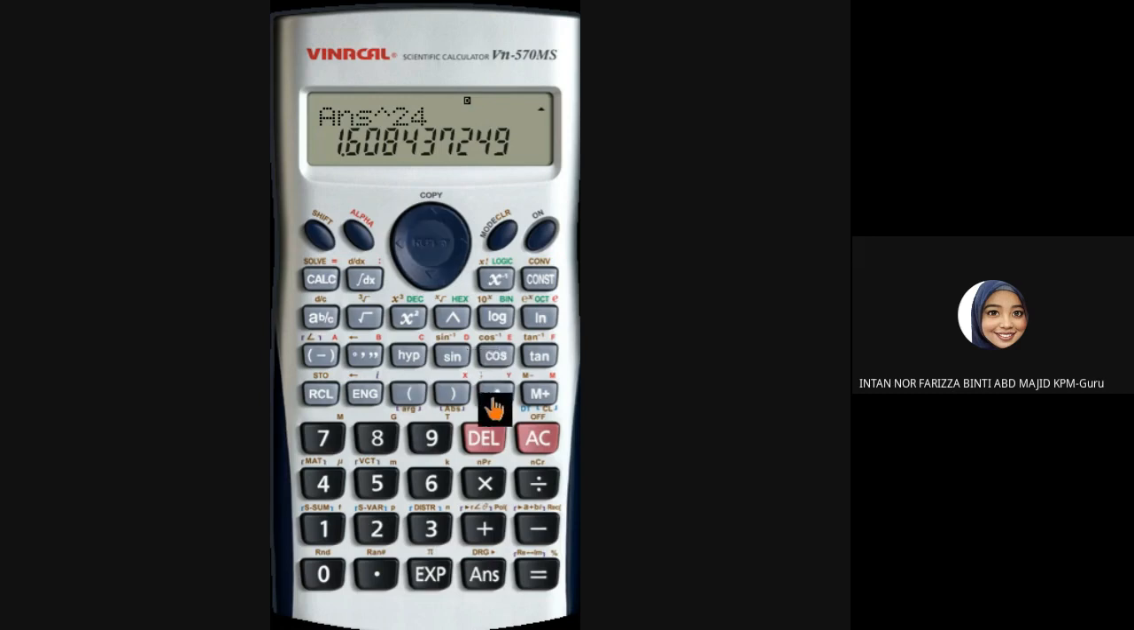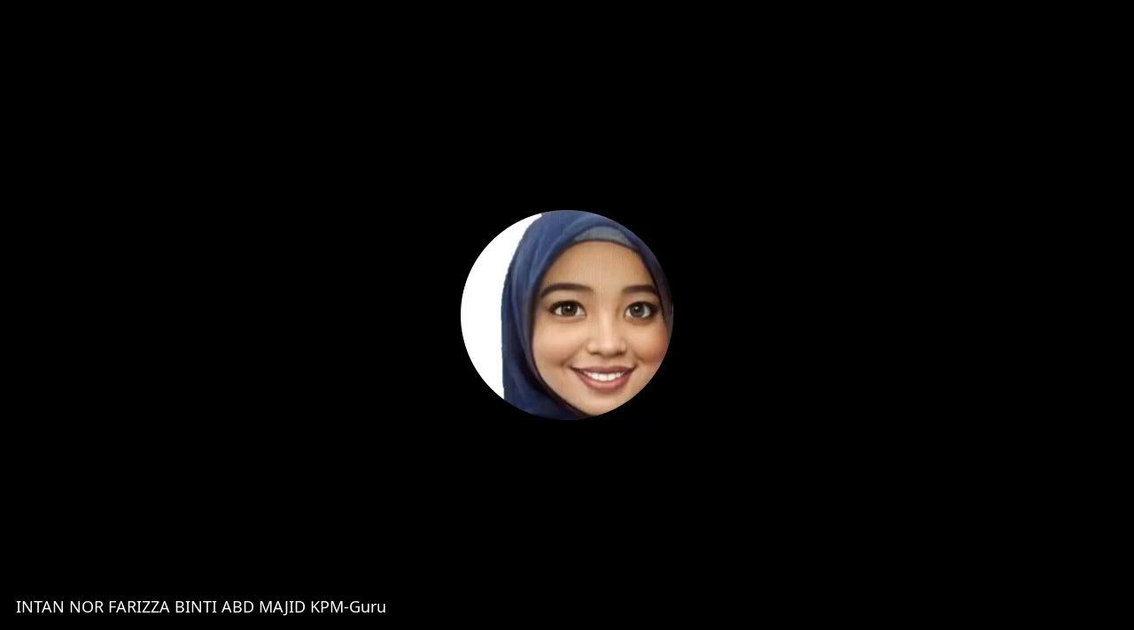So this answer is for the one inside the brackets to the power of 24. Now this value is multiplied with 5,200. So this is the amount of money that you get. I'm going to stop sharing the calculator.